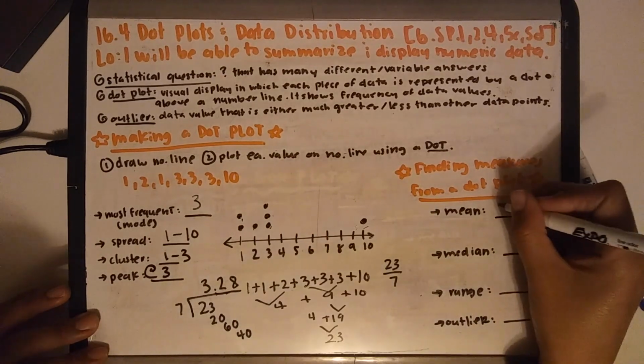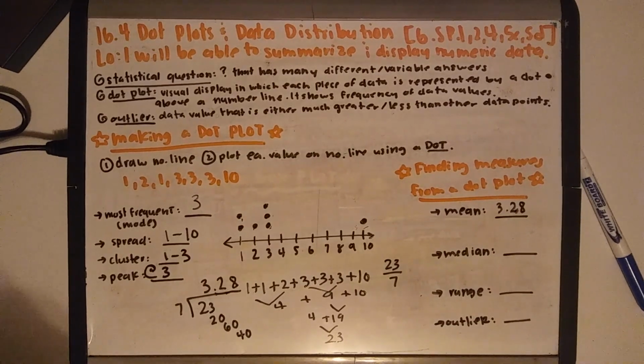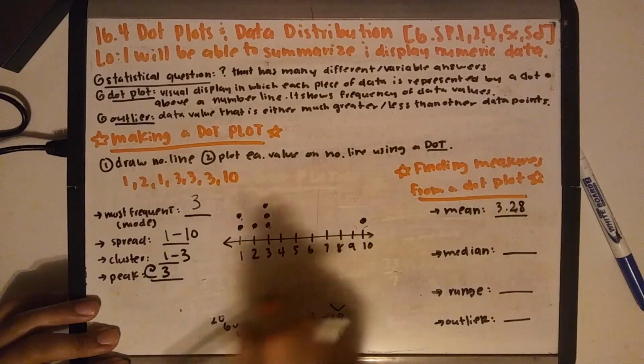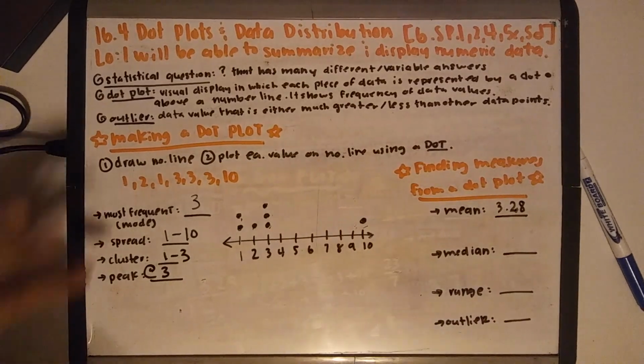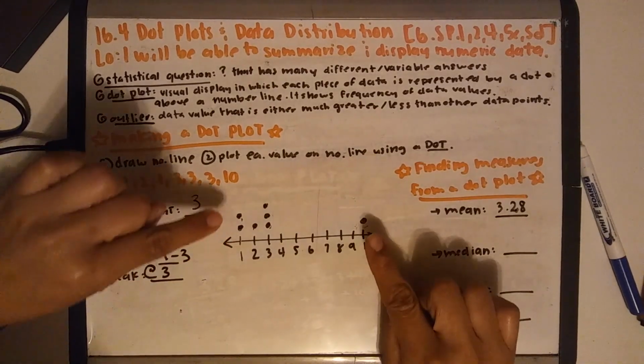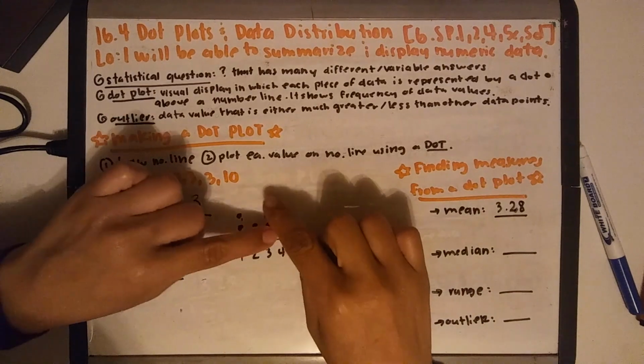I'm going to stop there. So it will be about 3.28. And then my median, that's my middle number. So how do I do that? Again, you can put this in order, or you can just grab your fingers and start covering them, cover, cover, cover.